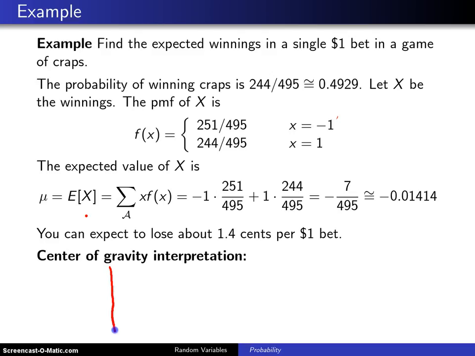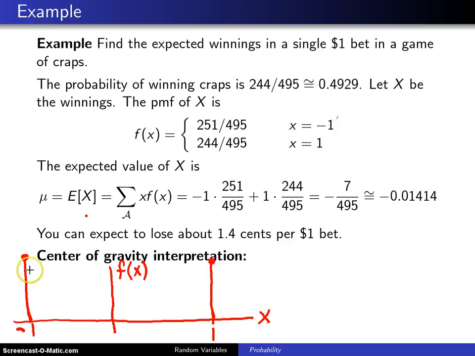Here is a center of gravity interpretation for this problem. This time what we're going to do is draw a probability mass function. Here is our $1 loss, and here is our $1 gain. And I'm going to draw spikes here. The spike I draw at the loss should be just a little tiny bit higher than the probability of a gain. So this height here is 251 over 495, whereas this height over here is 244 over 495. And our expected value, or the balance point, or the center of gravity of this particular distribution is -0.014. 1.4 cents, and I'll draw an arrow in here, is the expected value.